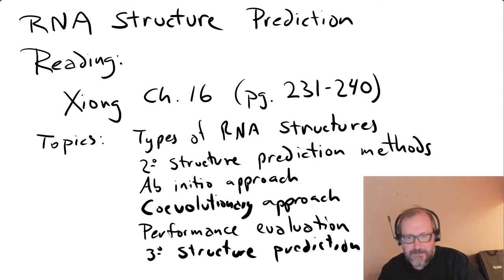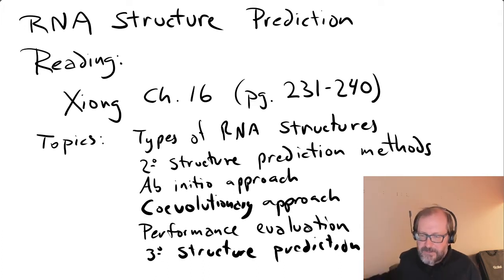And today we are going to be talking about the different types of RNA structures, the building blocks of RNA, the loops, things like that. And then we're going to go on to secondary structure prediction methods. These are two broad classes: the ab initio approach, meaning based on a single sequence, and the coevolutionary approach, which can be used when you have a multiple sequence alignment, and how to evaluate these methods. And then we'll go on to tertiary structure prediction, or 3D structure prediction. Namely, this will be homology modeling as well as integrative modeling.